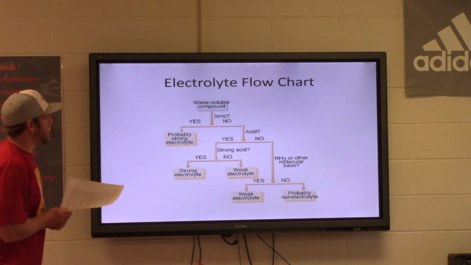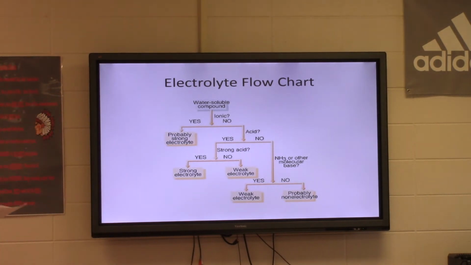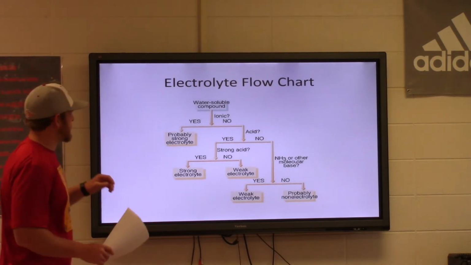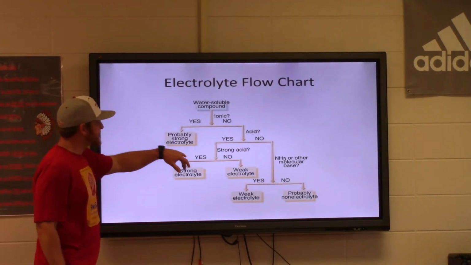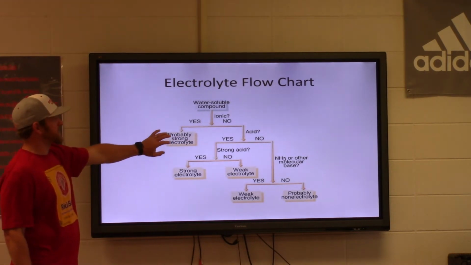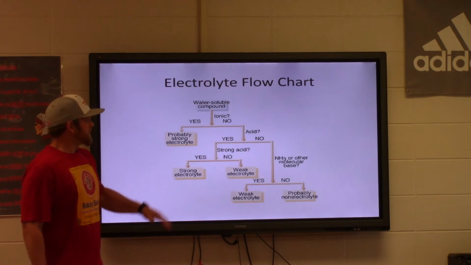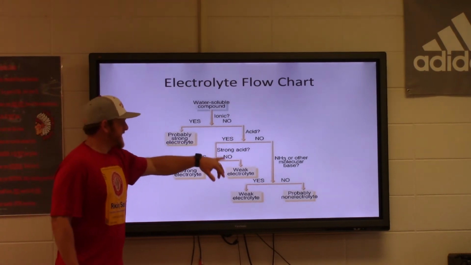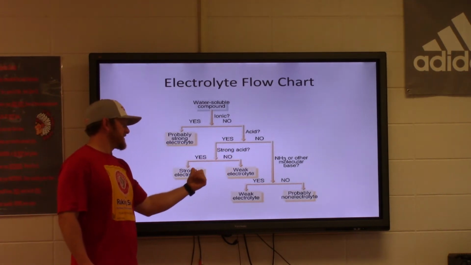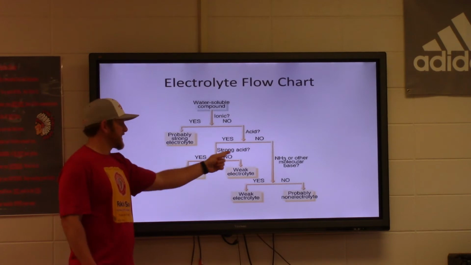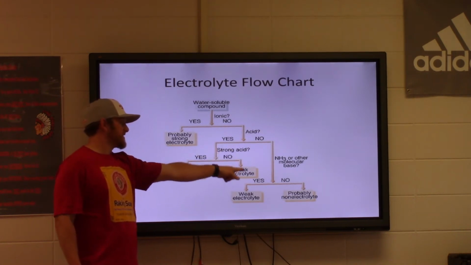So when we talk about the electrolyte flow chart, is it water soluble? If it's water soluble, it's going to break down. If it's water soluble, can it break down? Yes, it's probably a strong electrolyte. Ionic? No, I'm probably not going to. So now we get over here to the side. Is it an acid, yes or no? Is it a strong acid? Yes, it's probably going to be a strong electrolyte. If it's not a strong acid, it's going to be weak.